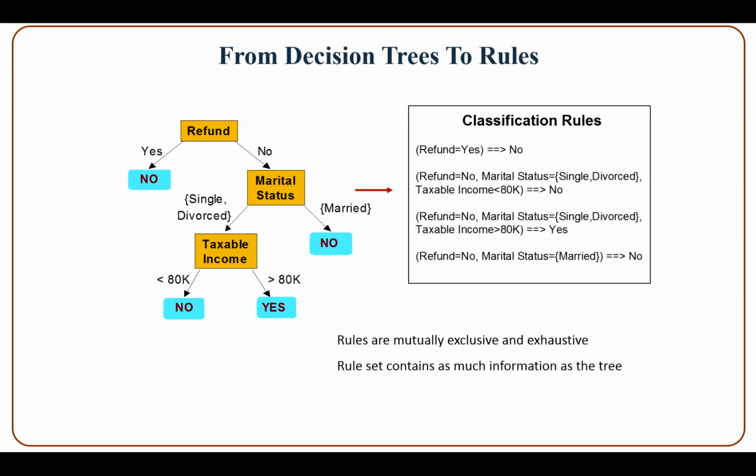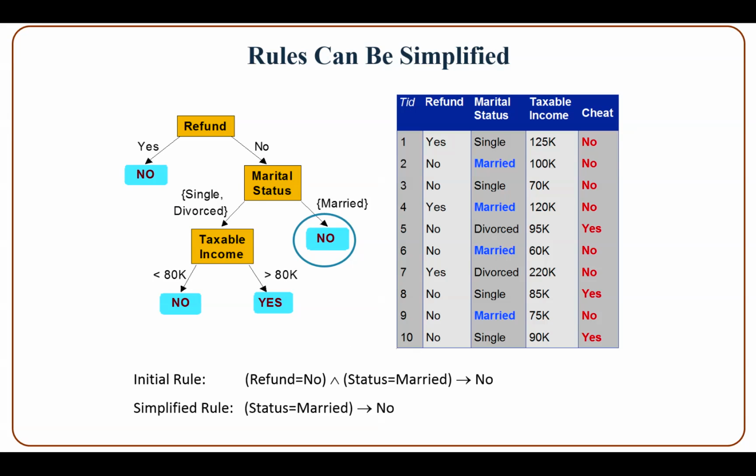Rules can be extracted from decision trees. It contains as much information as the tree, and the rules are mutually exclusive and exhaustive. Rules can be simplified with the initial rule that refund is no and status is merit, then classified as no. Rule then can be simplified. In the antecedent, we have now just status is merit.